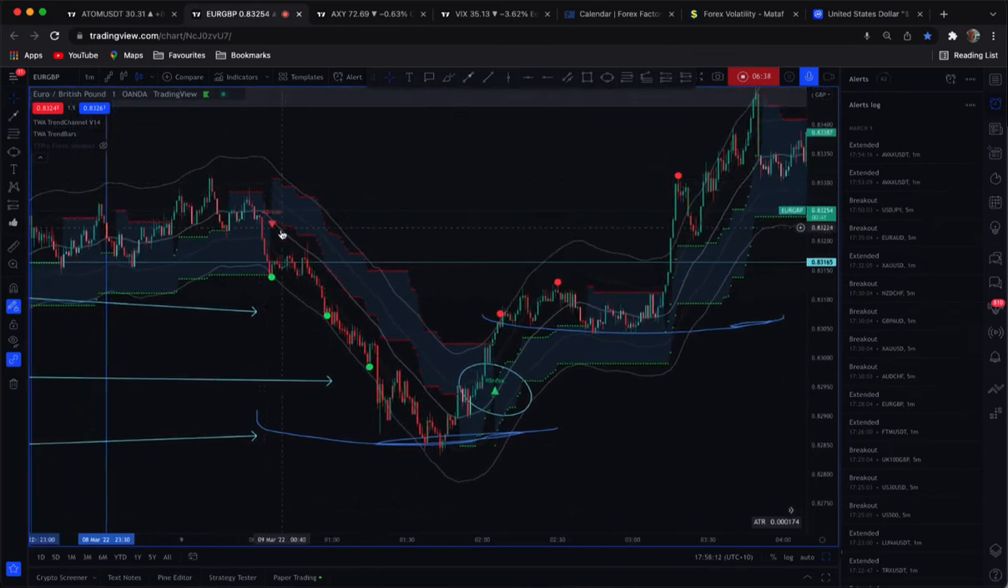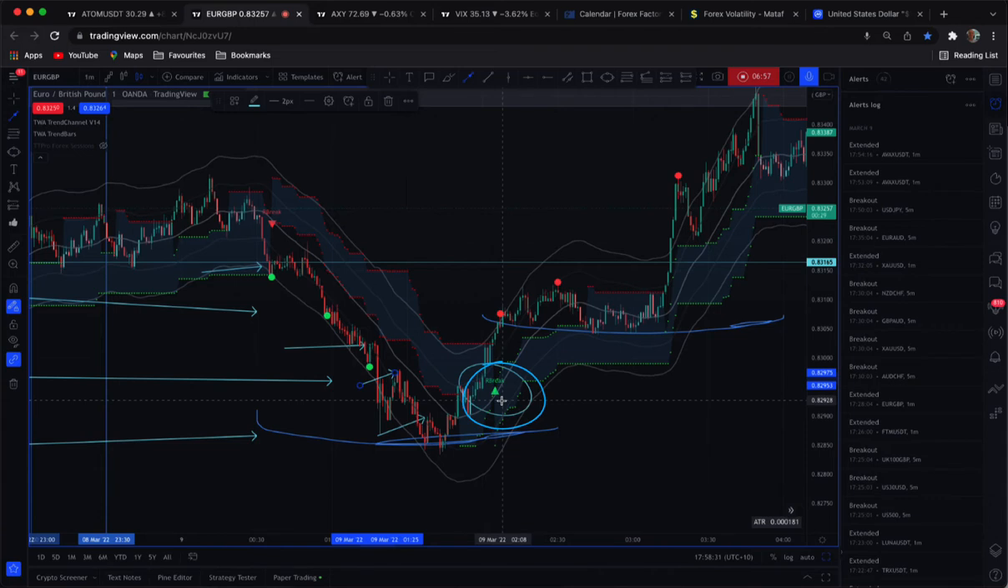Okay, this is pulling back, but where do you get in? You don't know. Are you going to get in here? There's a pullback. Do you buy here? Or this takes all the guesswork out, and it gives you an entry.